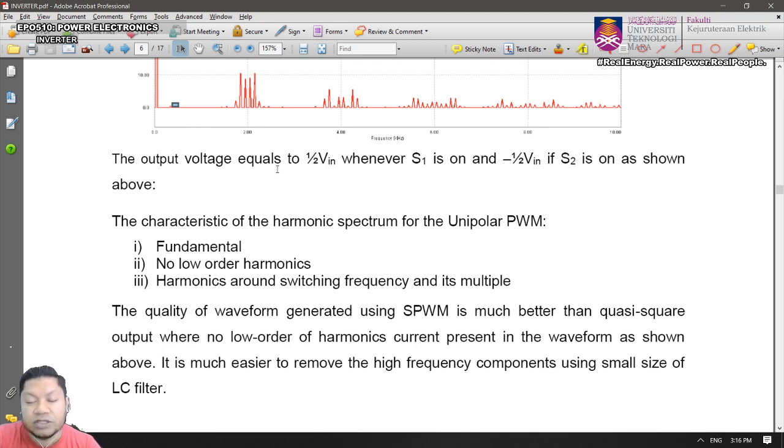If your switching frequency is 4 kilohertz, then it will be 4 kilohertz, next will be 8 kilohertz, and the multiples. So the quality of the waveform generated using PWM is much better than the quasi-square output, where no low order harmonic currents are present in the waveform as shown above. It is much easier to remove the high frequency component using a small size LC filter.